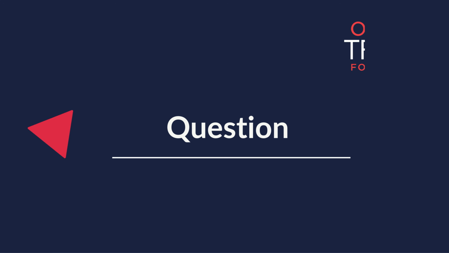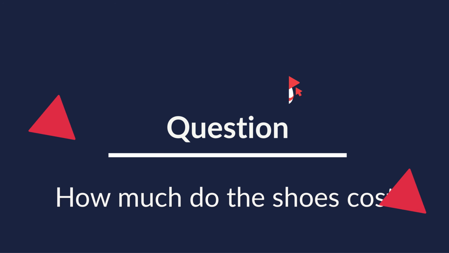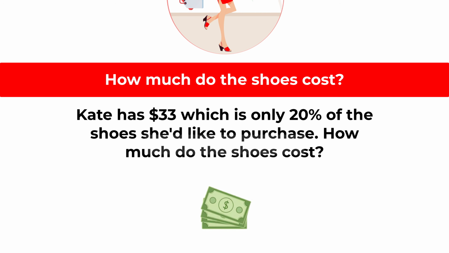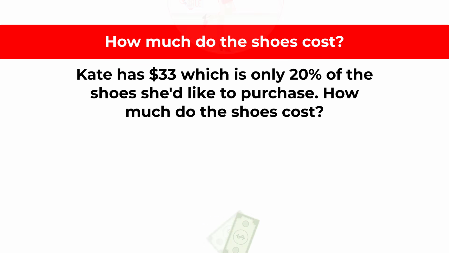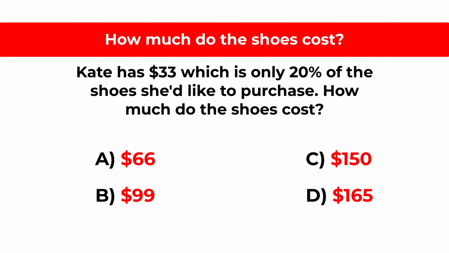Here's the cool question that you frequently get on the test. Kate has $33, which is only 20% of the cost of shoes that she would like to purchase. How much do the shoes cost? And you're presented with 4 different choices. Choice A, $66. Choice B, $99. Choice C, $150. And choice D, $165. Can you calculate the answer?